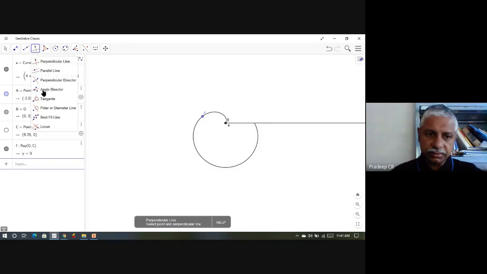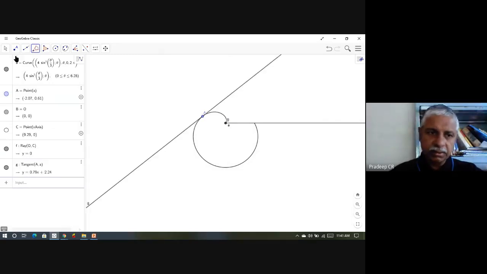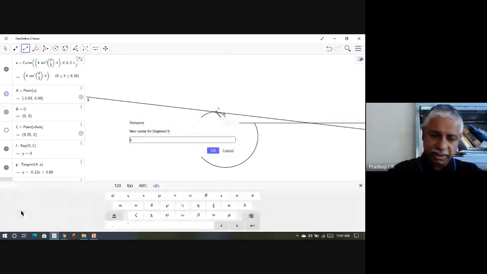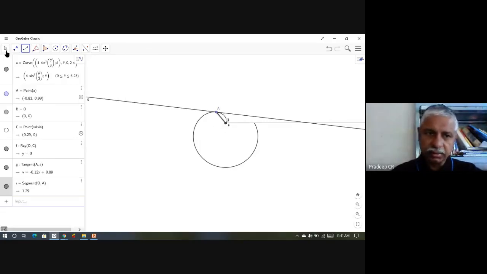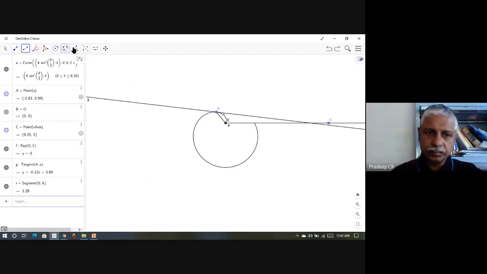How do I draw a tangent? Tangent to the curve at this point. Now, as I move this, you will see the angle also is changing. Let's show you some more angles. So this is the R, this H, what you see is H is my R. And this angle is theta. So how do I get that angle? This angle is CBA. This is theta.